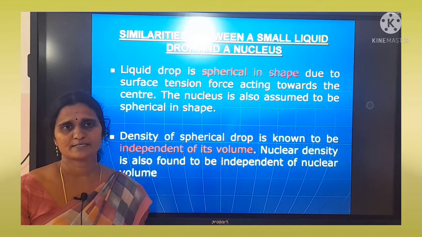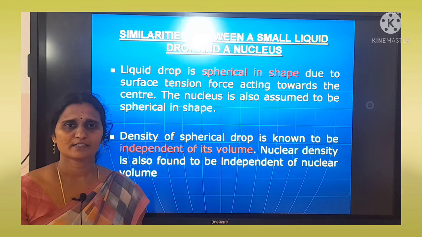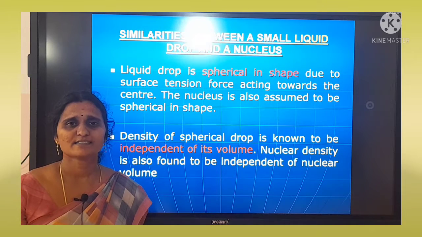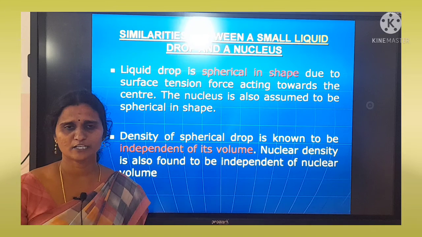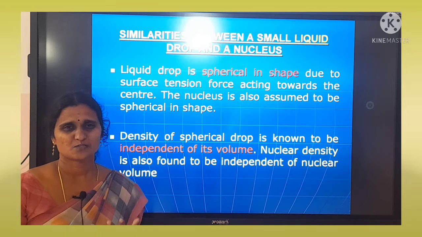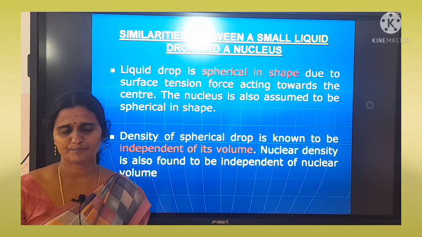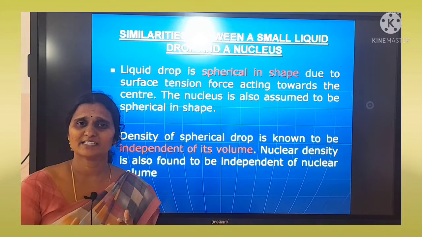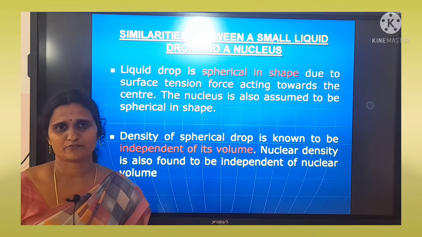Then the third point is the molecular force acting between the liquid drops. These molecular forces exist only within a certain range. Beyond that limit, no intermolecular force exists between the two liquid drops. Similarly, nuclear forces also exist within a certain range. It is a short range force, that is why it acts within a certain range. Beyond that limit, nuclear forces do not exist.